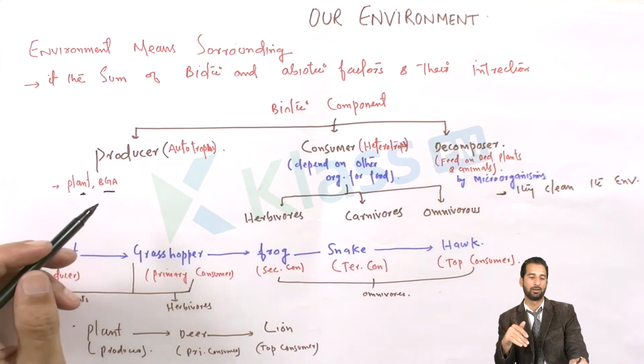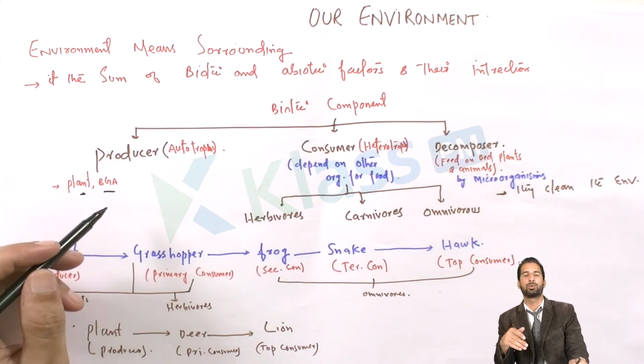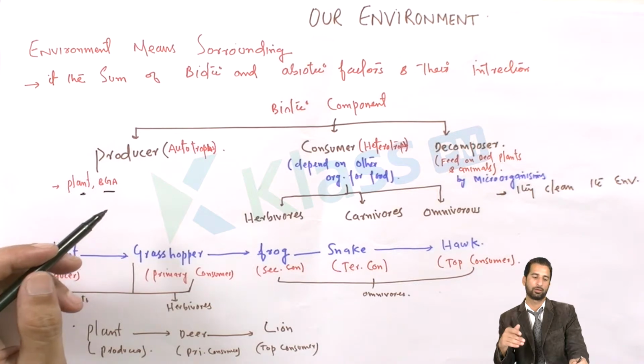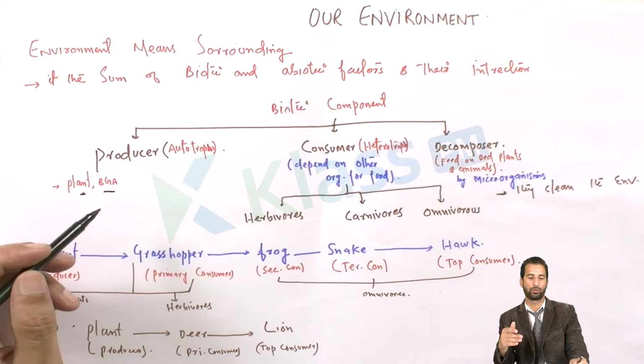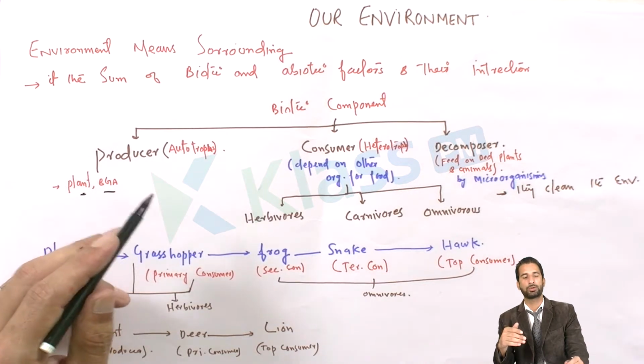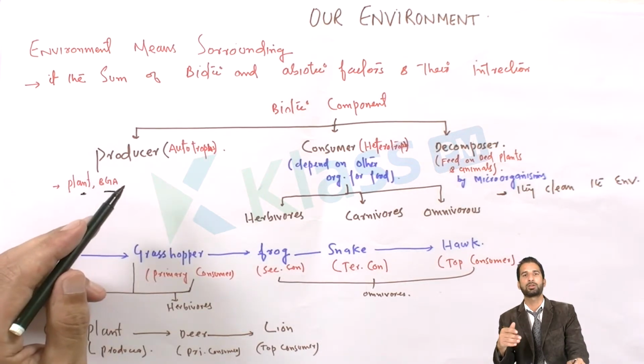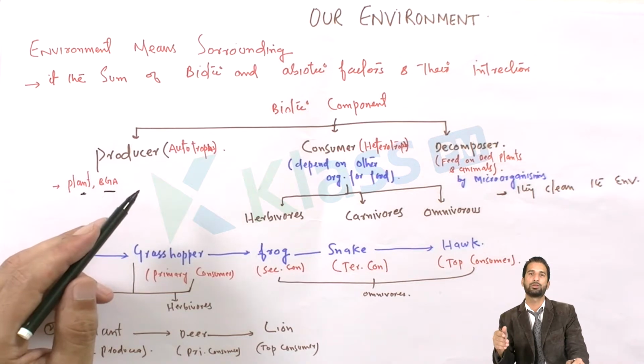These algae can reproduce very fast, and they can synthesize their own food because they have chlorophyll molecules, with the help of which they carry out the process of photosynthesis. So autotrophs, which are also called producers: auto means self and trophs means nutrition.